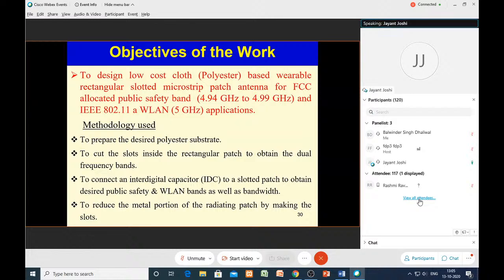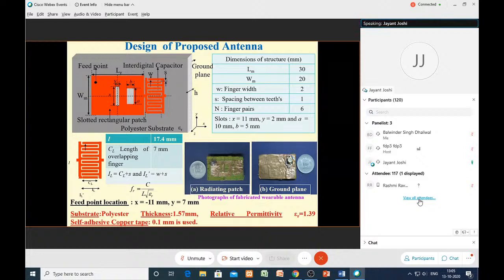So when I used the interdigital capacitor with the slotted patch, I got the dual band operation. That is the public safety band and WLAN band applications with proper bandwidth, and some metal portion is also reduced. So I want to show you the geometry. See, this is the design of the proposed antenna. Here two rectangular slots have been created, and this is the IDC, the interdigital capacitor. See, in the simulator these components are readily available. In research papers their design equations are also given. I have just connected one interdigital capacitor over there.